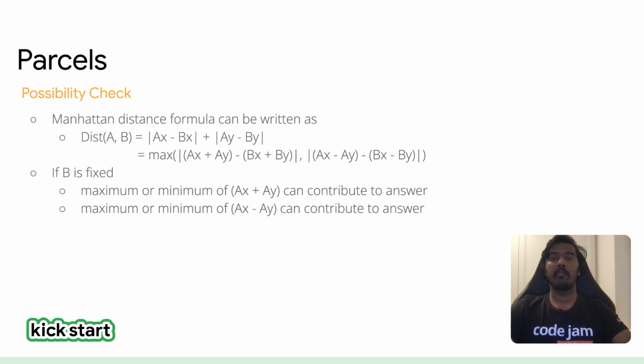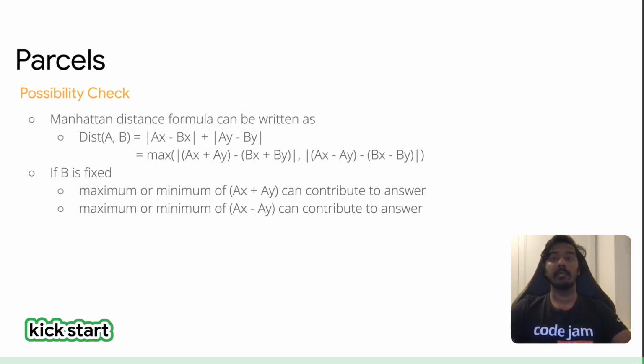We can write the formula for Manhattan distance in a slightly different way. If a point is fixed, let's say the point B is fixed, then AX plus AY, the summation of the point A's coordinates, is contributing to the answer. The maximum of the sum can contribute as the largest possible integer, and the minimum of the sum can contribute as the smallest possible integer. Either of them could contribute as the largest, as we are taking the absolute value here. Similarly for AX minus AY, the difference between the coordinates, this is contributing similarly.